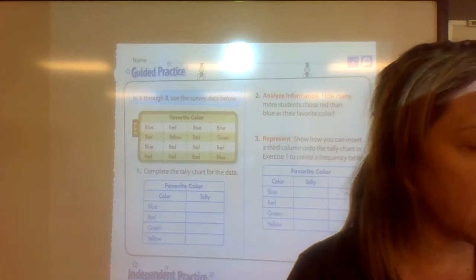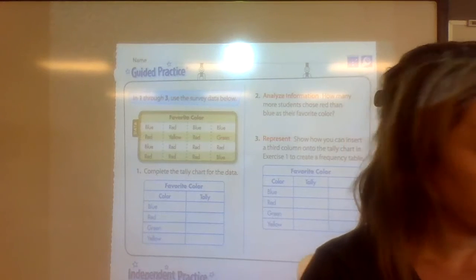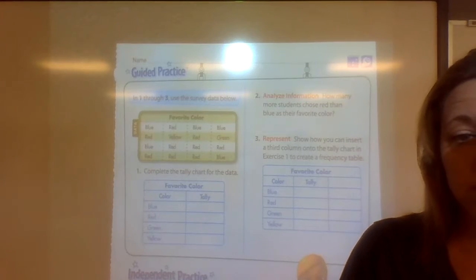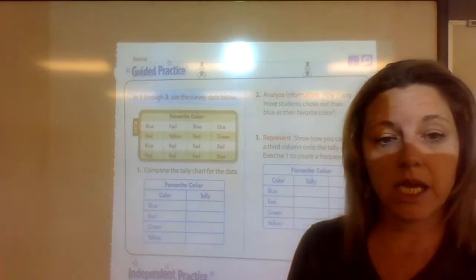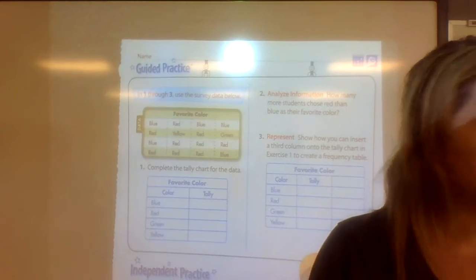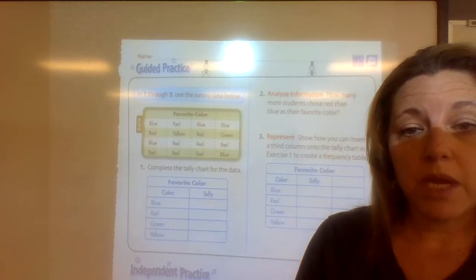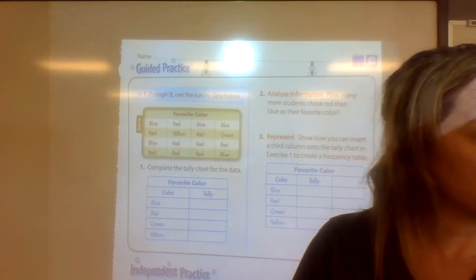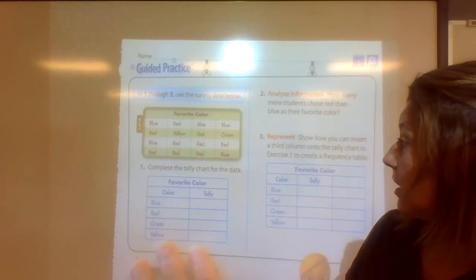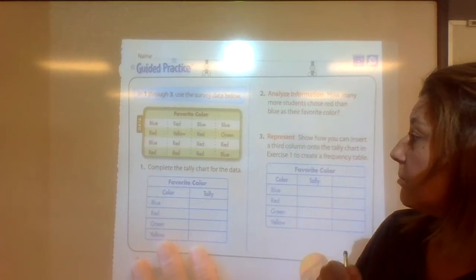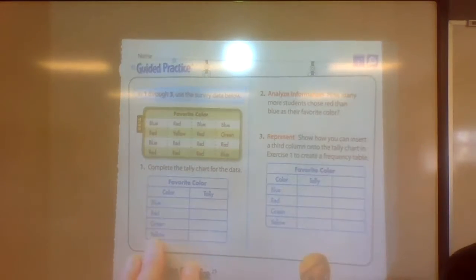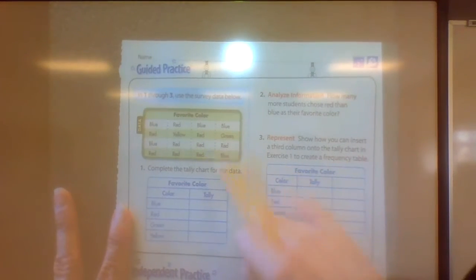So we are looking at number 1, and we are talking about tally charts specifically in today's assignment. So the tallies, if you remember, and when we start doing it, you will remember what that means. Okay, so number 1 says complete the tally chart for the data. So we are going to look at our chart here.